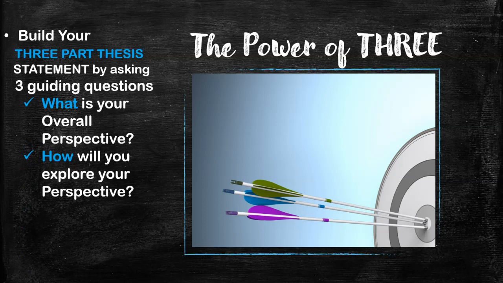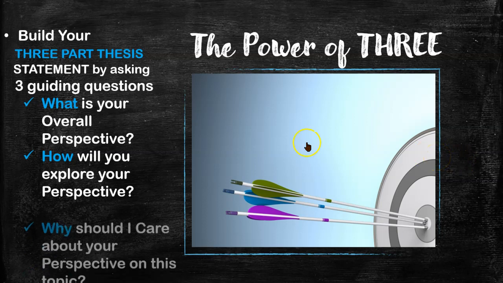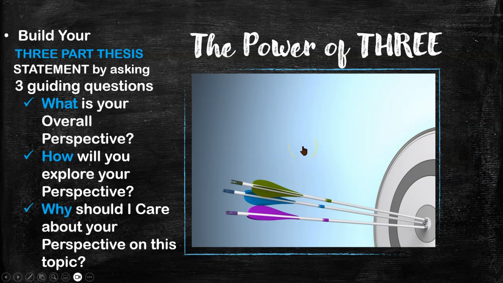How will you explore your perspective? So what kinds of supporting details, what kinds of examples, topics, what kind of research are you going to pull in to unpack your overall perspective? And then finally, why should I, the reader, care about your perspective on this topic? So how does your opinion or your viewpoint create a larger impact for maybe culture, society? What does your viewpoint reveal or suggest about something larger, like the world around us or things like that?